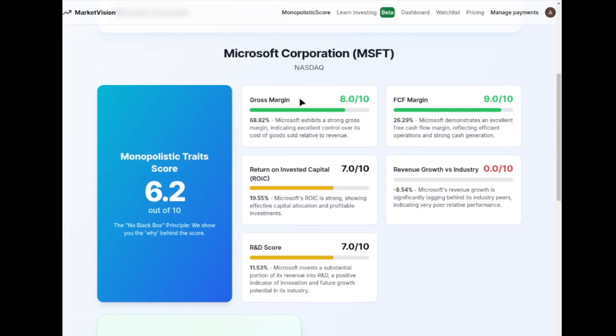Gross margin. Microsoft scored a solid 8 out of 10, showcasing its massive operating leverage. Here's a quick chart that shows us how Microsoft gross margin looked over the past few years.